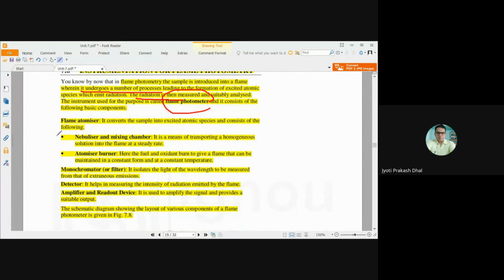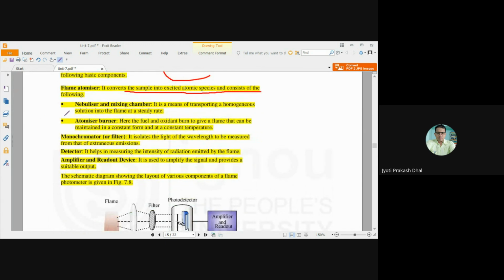So the first one is the flame atomizer. It converts the sample into excited atomic species and consists of the following. The flame atomizer contains a nebulizer and an atomizer burner. The nebulizer and mixing chamber is a means of transporting a homogeneous solution into the flame at a steady rate. Then the atomizer burner: here the fuel and oxidant burn to give a flame that can be maintained in a constant form at a constant temperature.